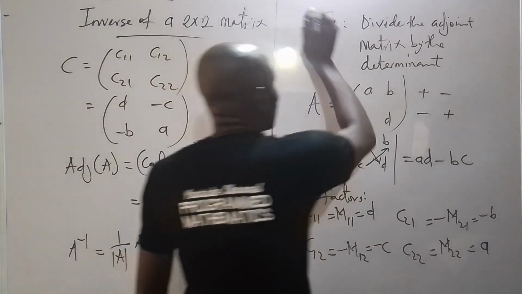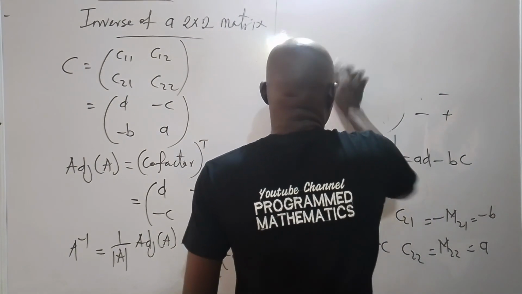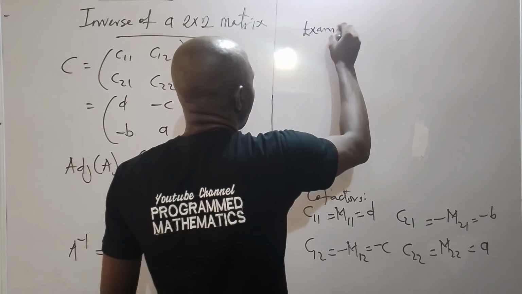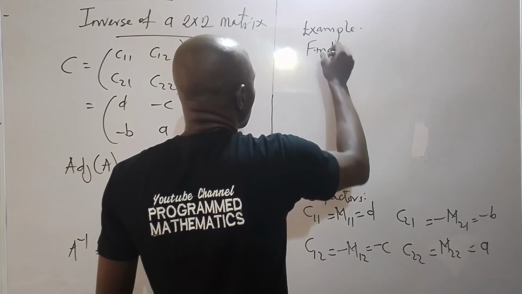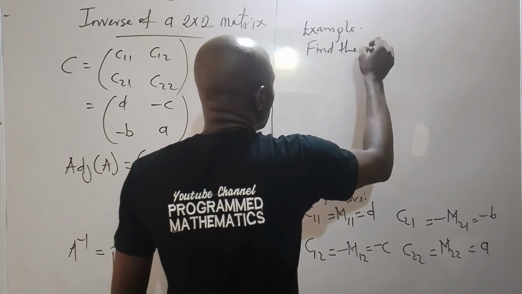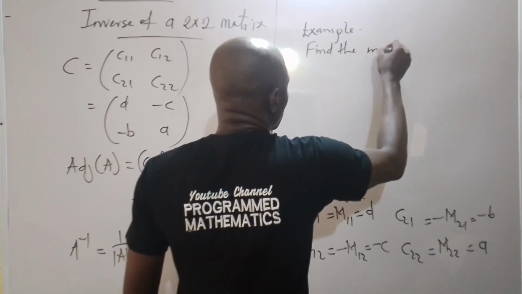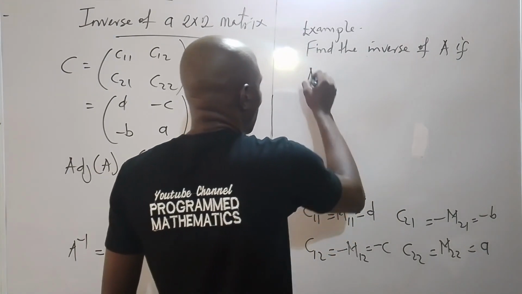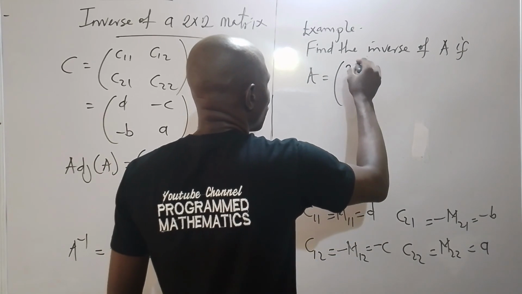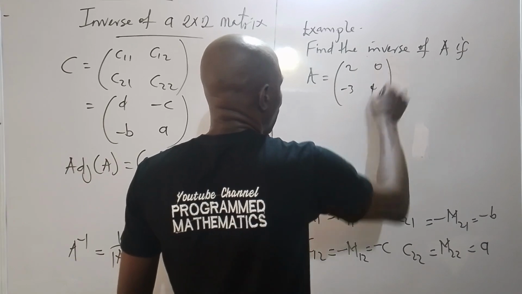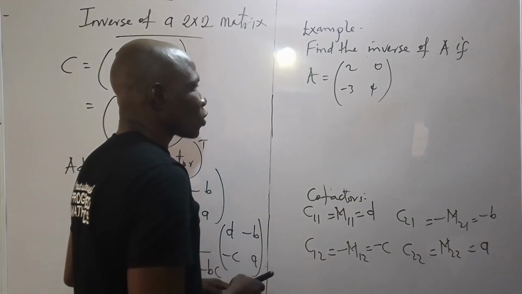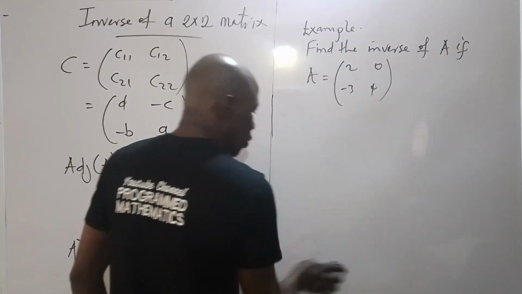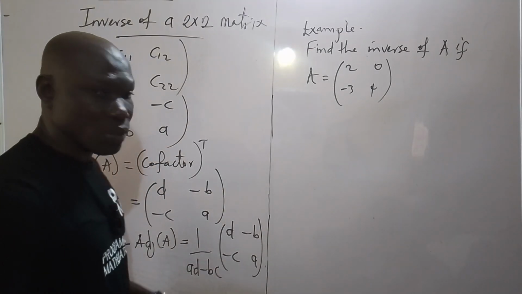Now let's pick an example. As an example, we want to find the inverse of A, if matrix A is the matrix with elements 2, 0, minus 3, 4. So we want to find the inverse of the matrix A. Now we are going to work this out step by step, and we'll also follow the formula.